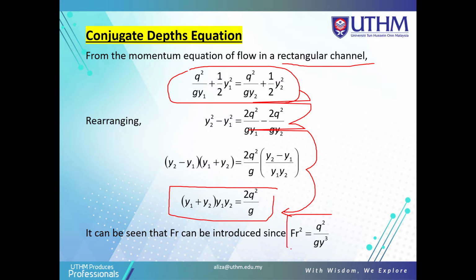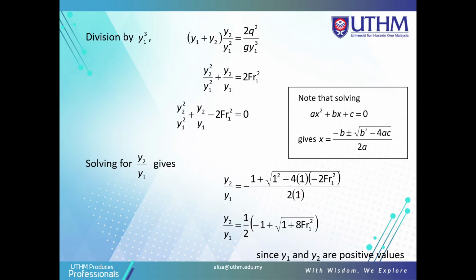So you get the Froude number here. Based on the conjugate depth here, you get until you get this one. So this is called the conjugate depth. Don't worry about this one, all the formula is given.